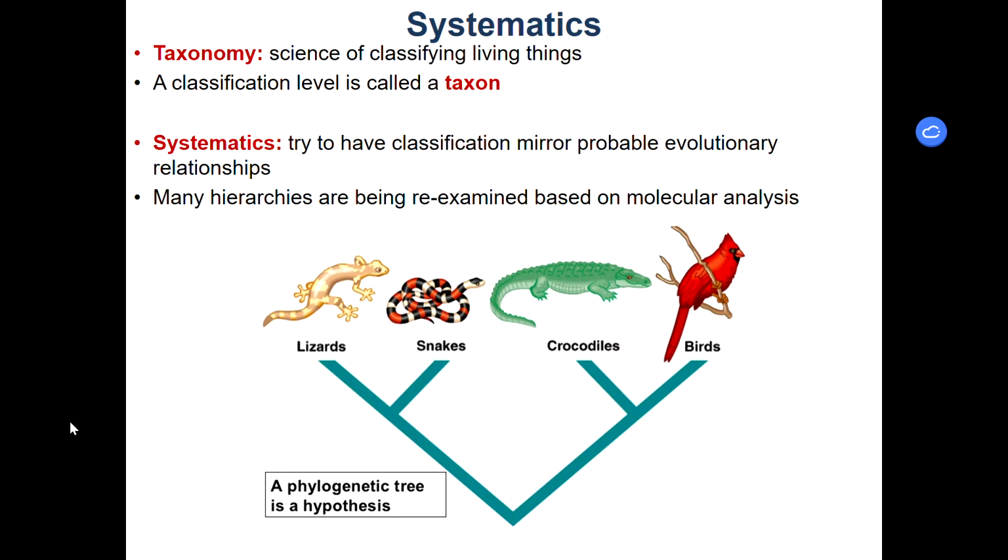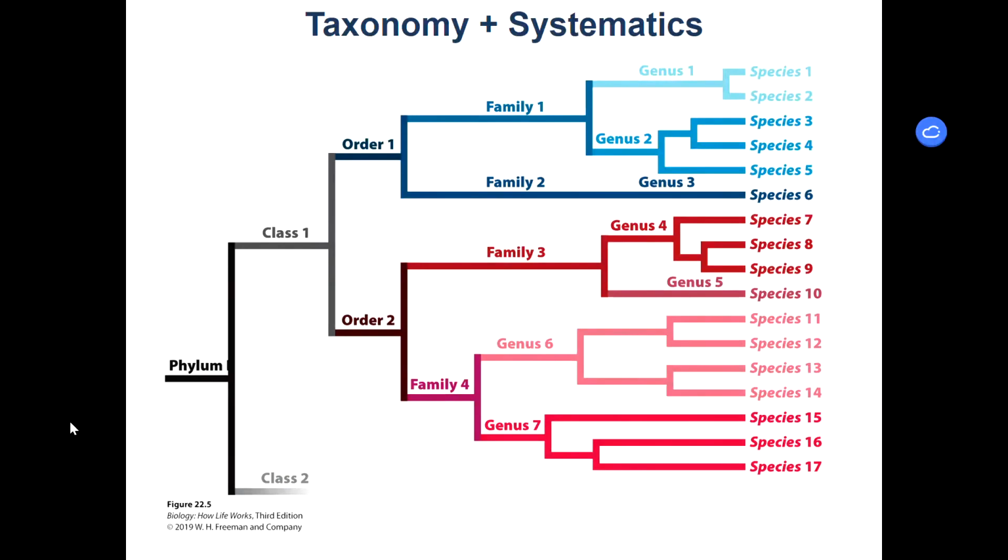And a phylogenetic tree, which we were learning how to read right before this, is just a hypothesis. So it's how we hypothesize organisms are related to each other. So if we put taxonomy and systematics together onto a tree, we have a phylum, so a large group. We break into our multiple classes. We then have our orders, families, genera, which is the plural of genus, and then we get to all of our species that are represented. So that's how we put taxonomy and systematics together.